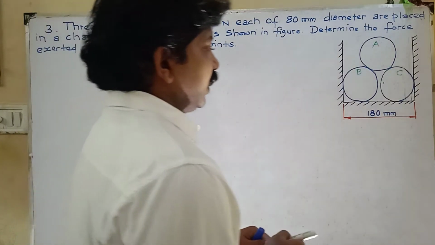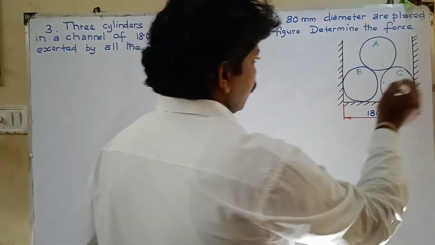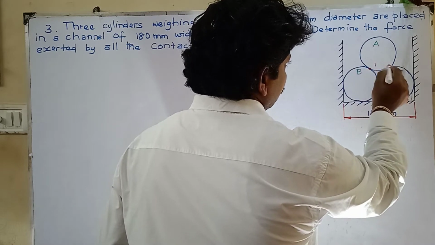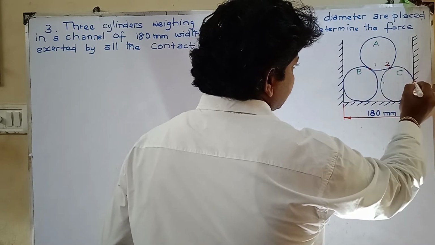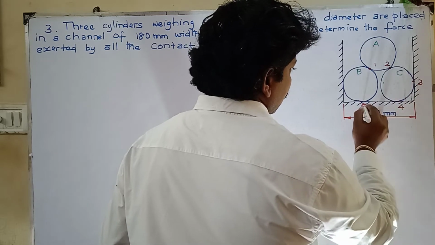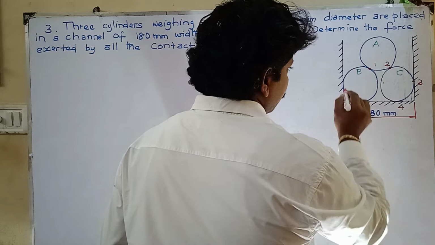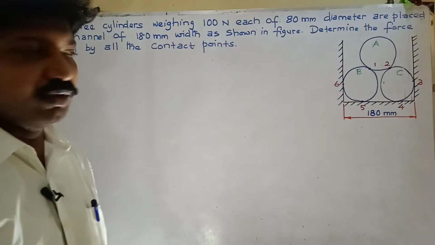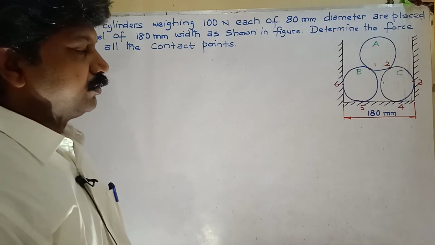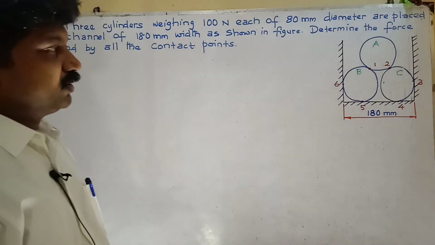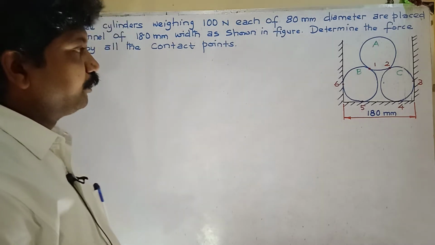First, name all the contact points. How many contact points are there? 1, 2, 3, 4, 5, 6. There are 6 contact points available. So now we are going to find the force at the 6 contact points.